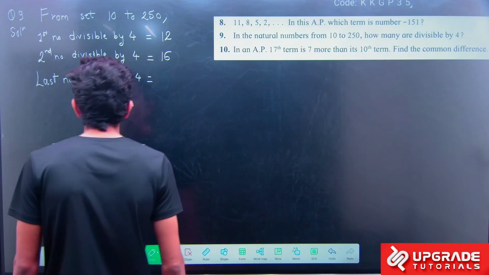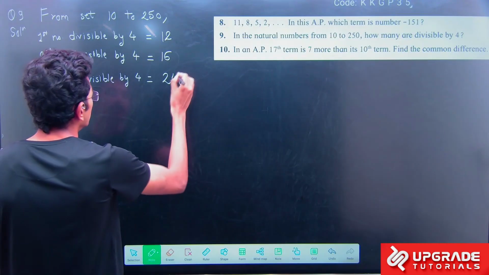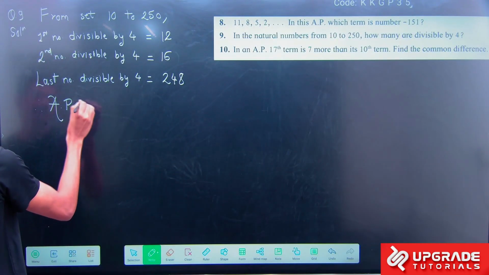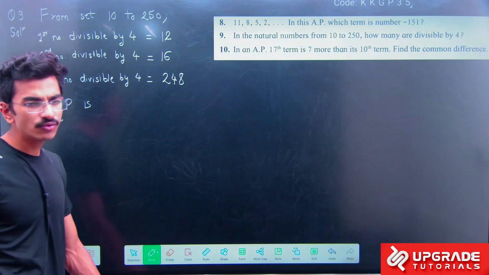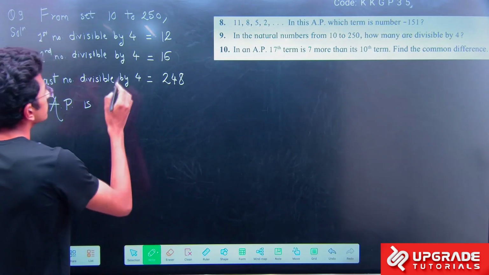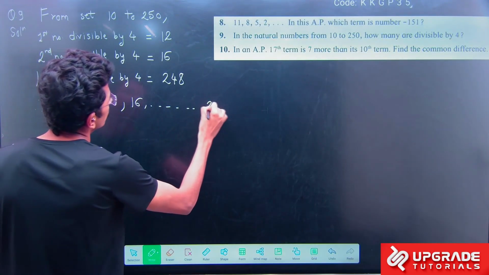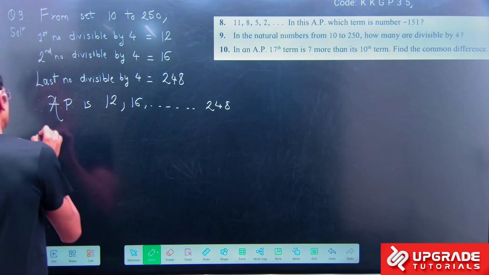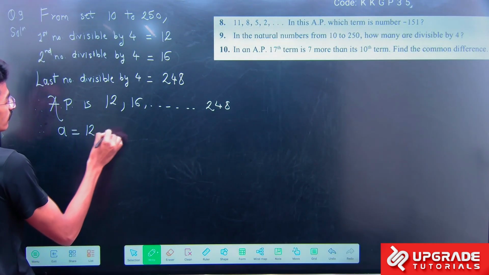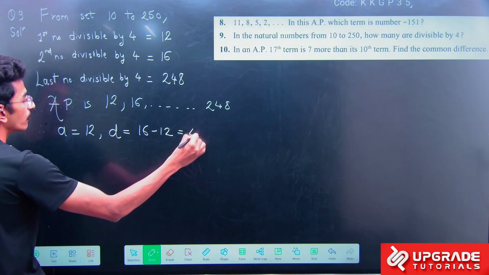So the last number which is divisible by 4 will be 248. Again we get a series, therefore AP, but for AP you just have to find the first 2 terms and the last term and you get the AP. Very easy. 12, 16, 248. Therefore, what is the value of A? 12. What is the value of D? 16 minus 12 is nothing but 4.